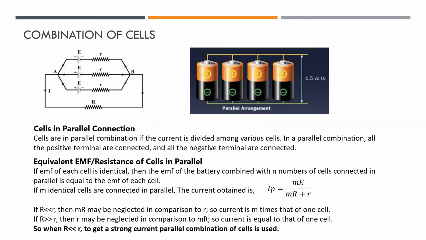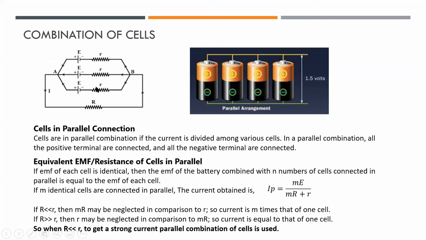So let us go to combination of cells. How are they connected here? What is this kind of connection? Parallel. We have already learned parallel connection of resistance, right? So you can already identify this. Are the cells identical? Yes, they are identical.